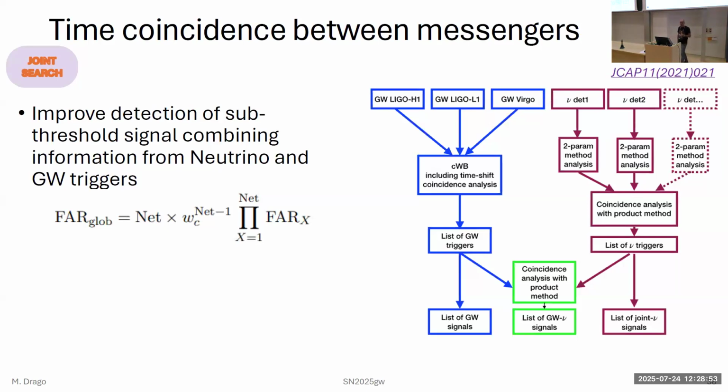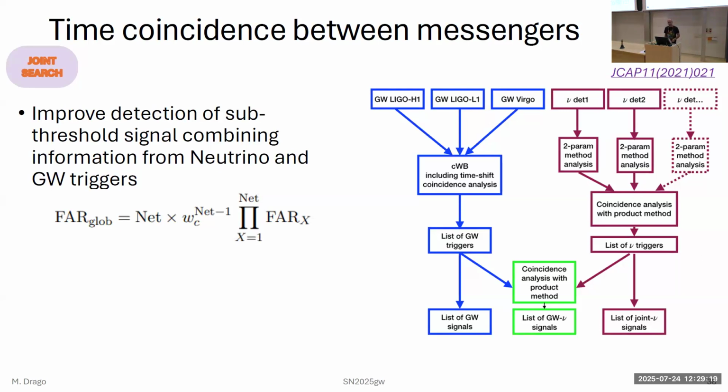So one example is that, for instance, was done between neutrino and gravitational wave. This is about 2021. And it is what we can call part of the joint search, in the sense that you get the trigger from gravitational waves, and you get the trigger from Super-K, if I remember correctly. It's not written in the slide.